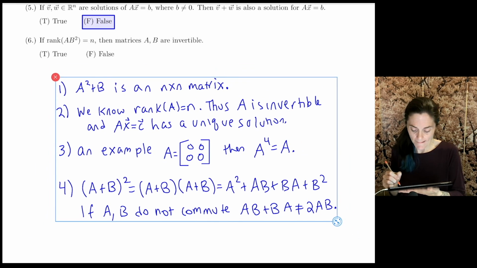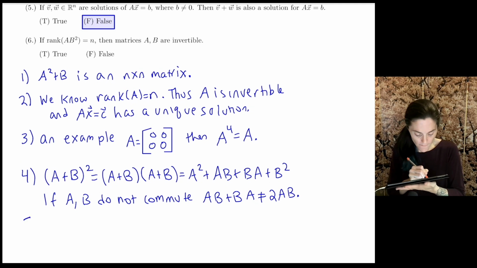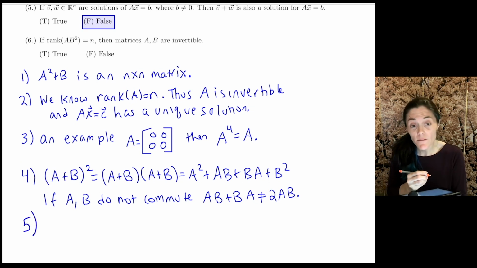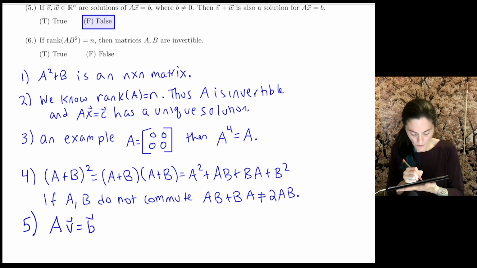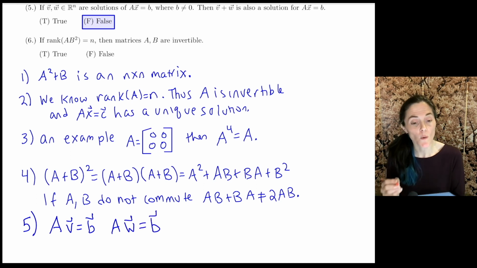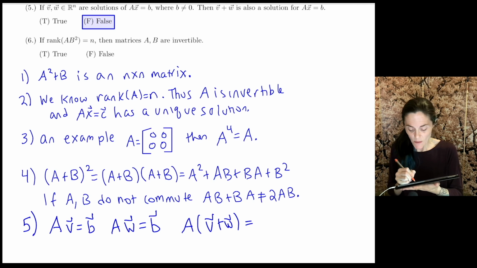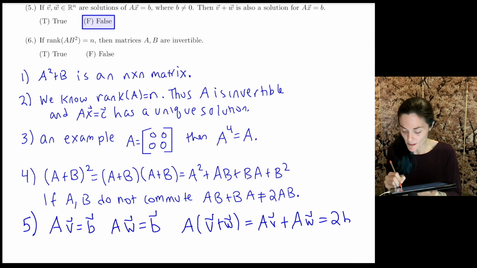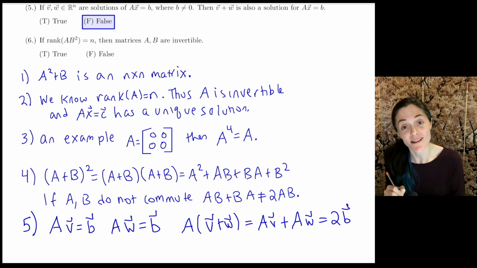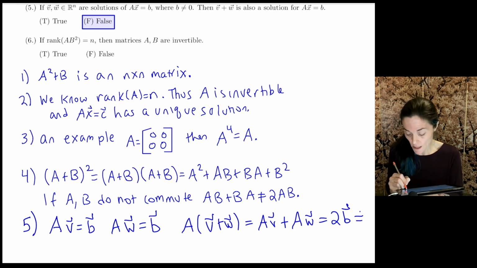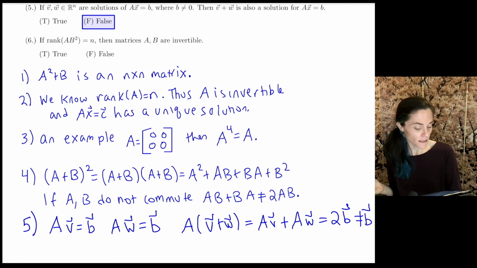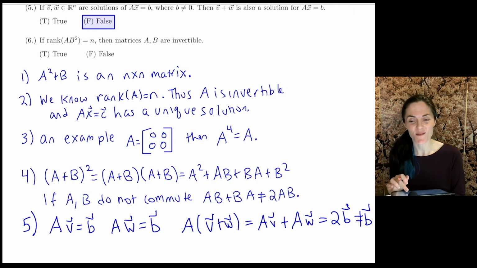For number 5, our hypotheses are that AV equals B and AW equals B, but B is not equal to 0. Well, this is a properties question. If you want to consider A of V plus W, this would be AV plus AW, which is B plus B, which is 2B, and B is non-zero. And anytime B is non-zero, this will not be equal to B. So that is how we see that 5 is false.